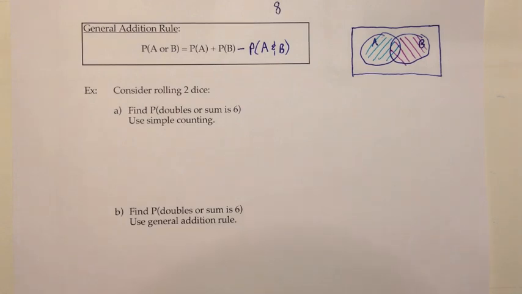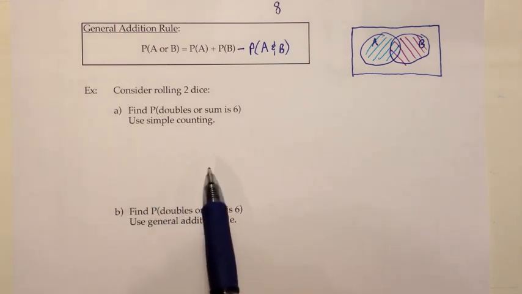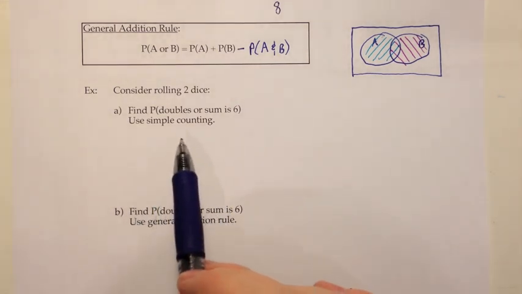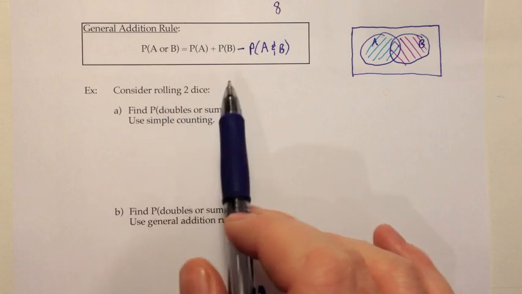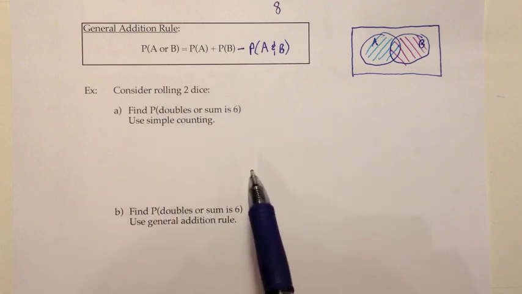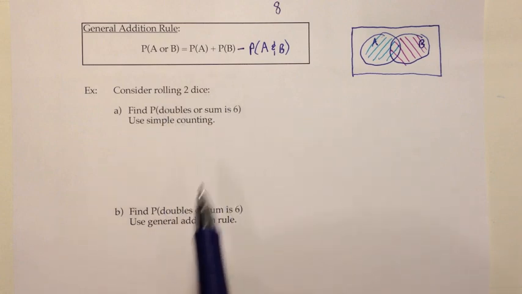Let me go ahead and show you an example of how it can be used to verify that it works. So consider rolling 2 dice. Let's find the probability of rolling doubles or getting a sum that is 6, and we're going to do that in 2 ways. One, by just using counting techniques that we had come up with previously and thinking about what the definition of an OR is, not the rule, but just the definition, and try and work it out that way. And then we'll try this new rule, the general addition rule, and see if we get the same answer or not.